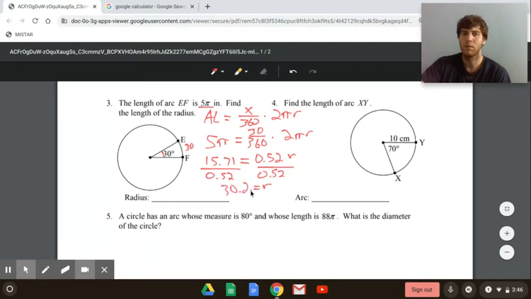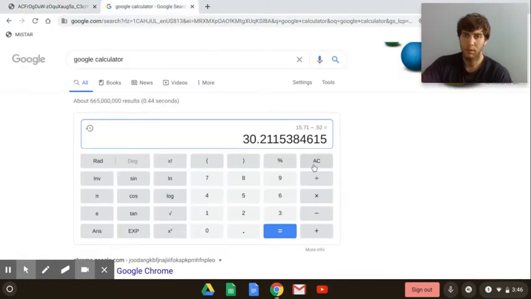So 30.2 inches. Okay, if we wanted to check our answer, right, we could do 30 divided by 360, right, that's the part of the circle. Okay, and then times 2 times pi, and then times our radius. We got 30.2 for our radius.